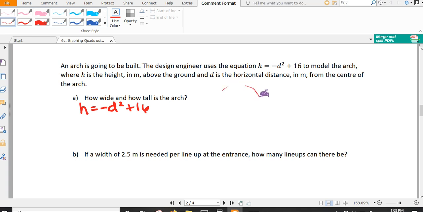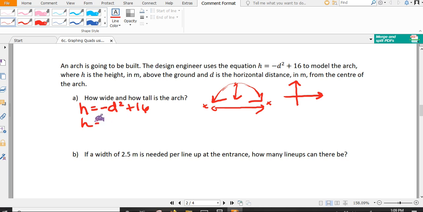Now, I can imagine that the arc is going to look like a parabola. So if it's asking how wide it is, wouldn't it make sense for us to find the two x-intercepts? And that can tell us how wide it is. Now, since it's also asking how tall it is, wouldn't it make sense for us to find the vertex? And that will tell us how tall it is. Now, we are all going to assume that the x-axis is going to be the ground. Okay? So, let's factor this first.